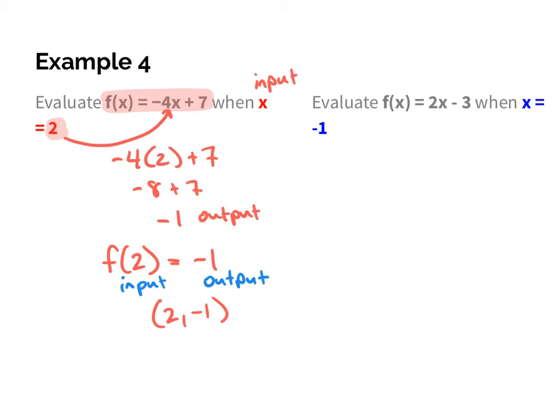All right, I'm going to have you pause the video here. Try this next one on your own. So f of x equals 2 times x minus 3. What would you get when x equals negative 1?